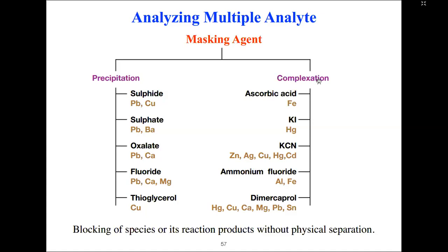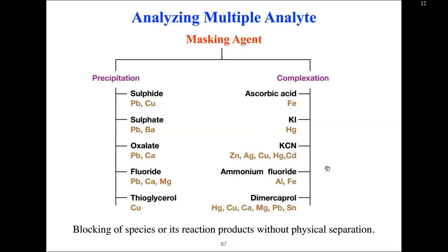However, you can also form a complex. Like in our previous example, I showed you iron might interfere with the analysis of calcium. Now you can use ascorbic acid. If you use ascorbic acid, then it will form a complex with iron ion. And once it forms the complex, it is masked, so it does not participate in other reactions. Then we can use EDTA, okay? If you want to mask these ions, then you can use KCN. And if you want to mask aluminum and iron, then you can use ammonium fluoride.